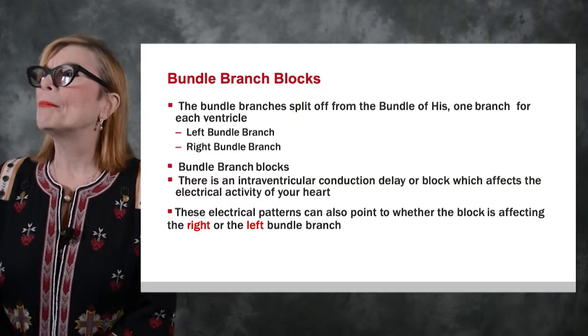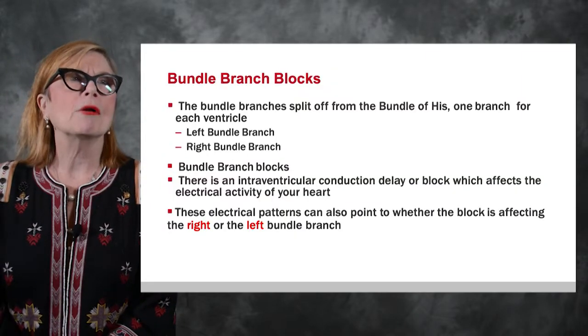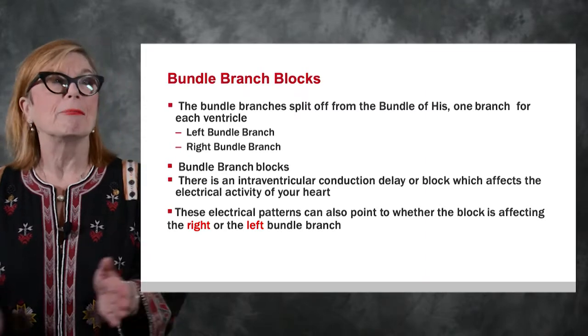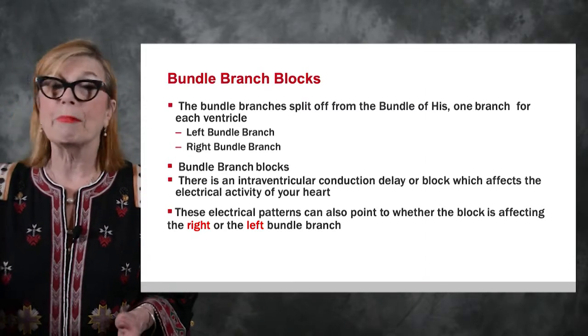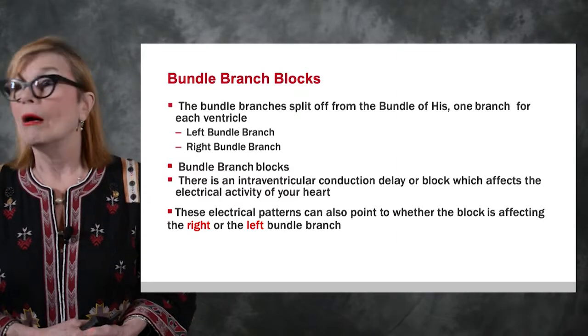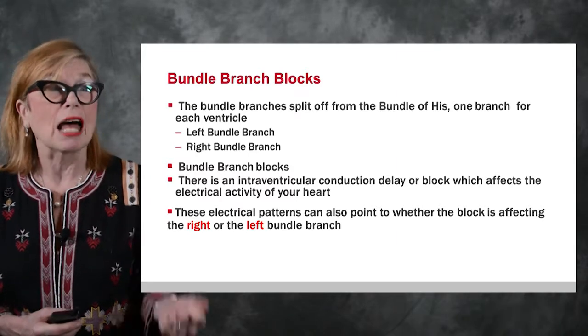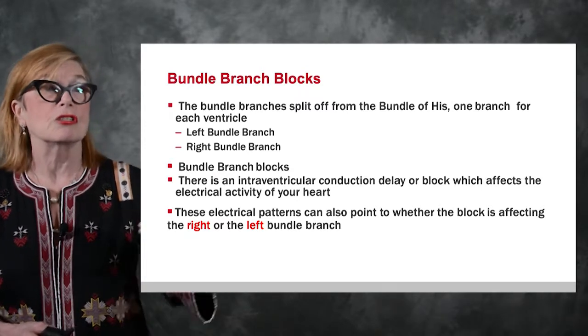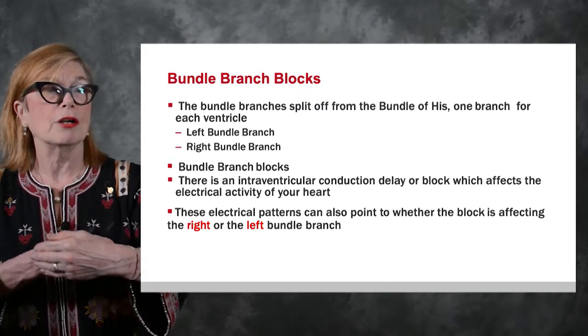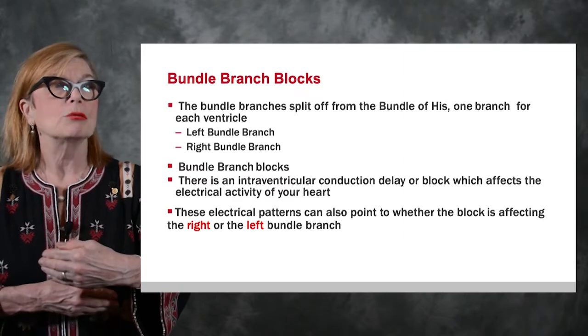Okay, so bundle branch blocks. What we want to remember is the right and left bundle actually bifurcate off the bundle of His, one branch for each ventricle. Always important to remember that the left ventricle is a much bigger muscle, so it actually has two divisions, the one in the front, anterior, and the one behind, posterior.